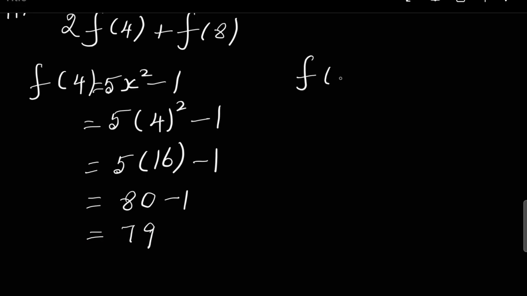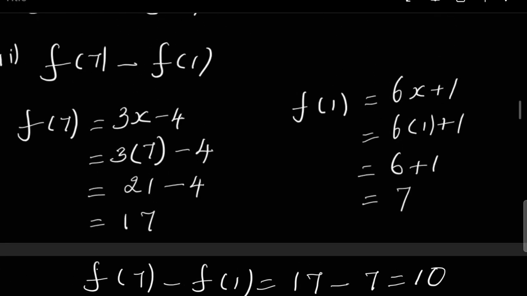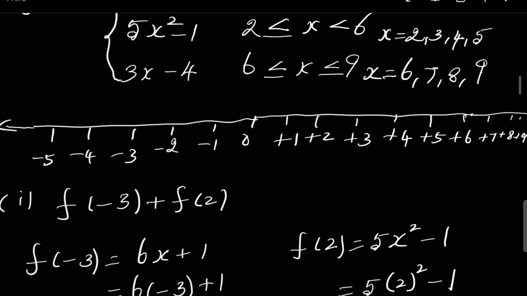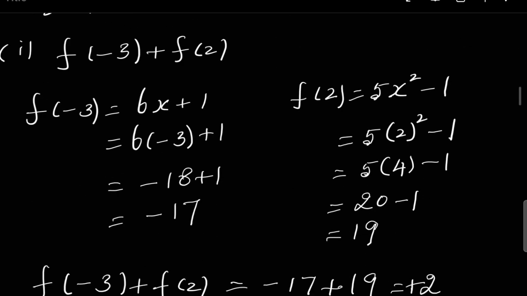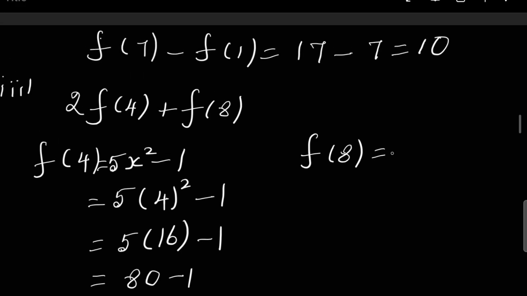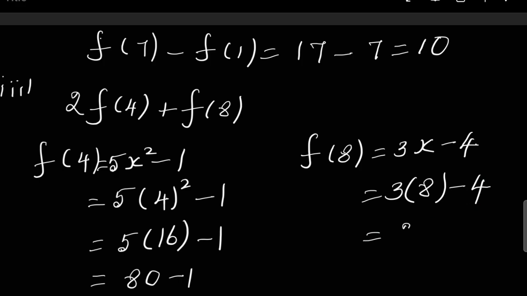Next find f of 8. For which function x takes the value 8 here? The third function, 8 comes here. So the function is 3x minus 4. So you write this is equal to 3x minus 4. 3 into x is 8, minus 4. 3 8s are 24, minus 4. 24 minus 4 is 20.